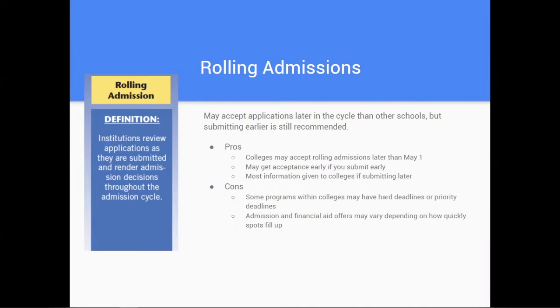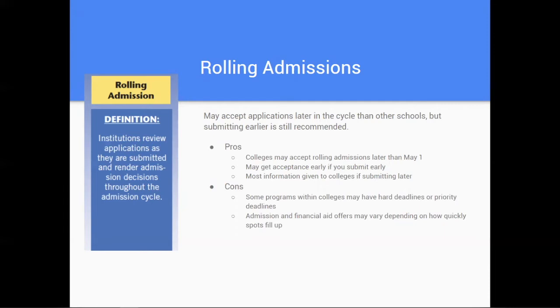So pros: some colleges accept rolling admissions later than May 1st. So if you don't hear from a college that you really want, you could still add another college that you might be excited about that does rolling admissions. Another pro is that if you submit earlier in the cycle, you also may get your acceptance early. Just like with regular decision, you will have a lot more information given to colleges in terms of GPA, in terms of activities and grades and all of that.